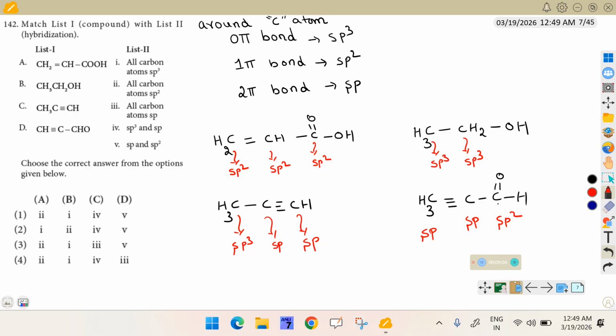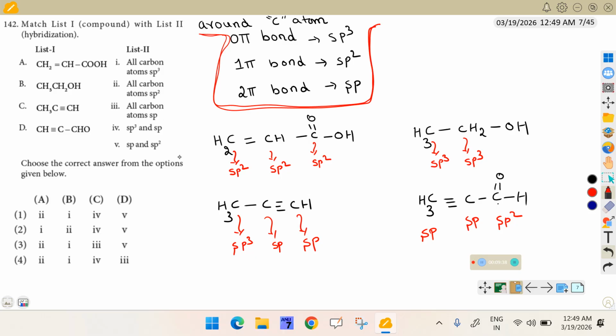The next question is related to the hybridization subconcept. Some organic compounds are given. Identify the hybridizations. Suppose around a carbon atom 0 pi bonds are present, then the carbon undergoes sp3 hybridization. If 1 pi bond is present, then the carbon undergoes sp2 hybridization. If 2 pi bonds are present, then the carbon undergoes sp hybridization. Based on that, I identify the hybridizations of the given molecules.